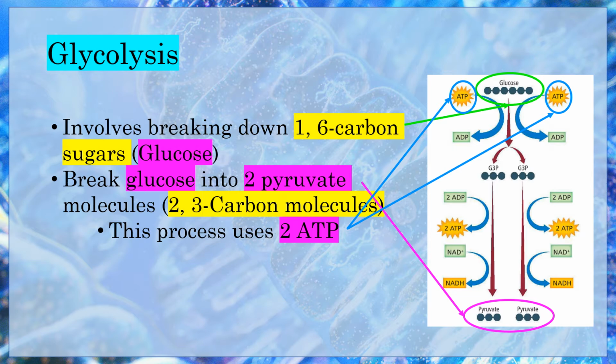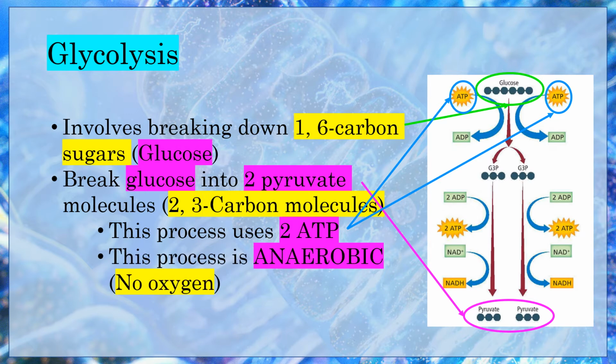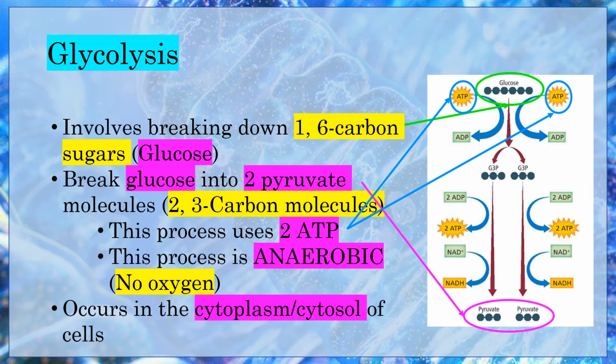It's kind of like an old soda can machine. You're going to put in 2 quarters to get out a product, and that's what's happening here. Just think of the ATP as 2 quarters put into the system first. This process is anaerobic, which means no oxygen is being used, and it occurs in the cytoplasm. That's an important note to remember: this occurs in the cytoplasm, or the cytosol, of the cell.